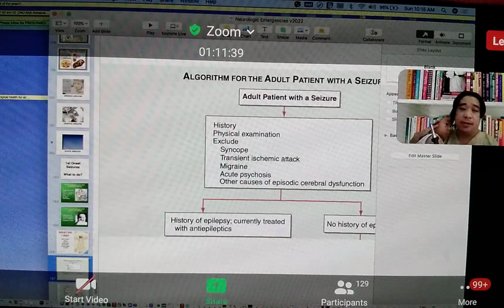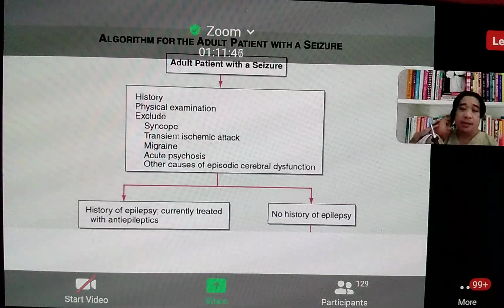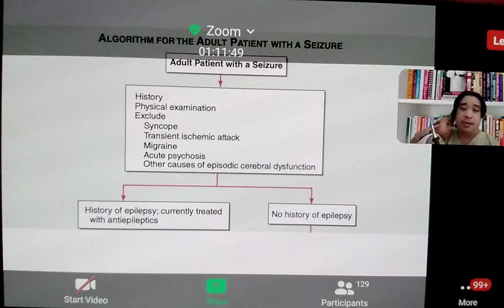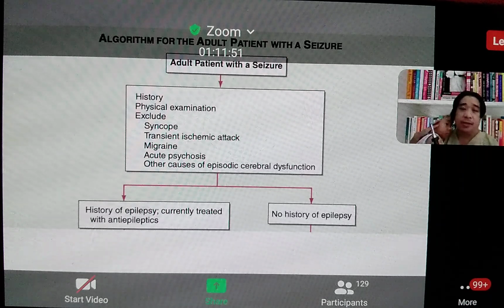So getting back to history. History and physical exam is very important. You have to exclude the mimickers of seizure. So is there syncope? Is there TIAs? Is it stroke? The next thing you're gonna ask is if this is first onset or not, or is there a history of epilepsy or a history of seizures in the past? If the patient has history of seizures, you must ask, are they taking any anti-seizure meds or anti-epileptics?